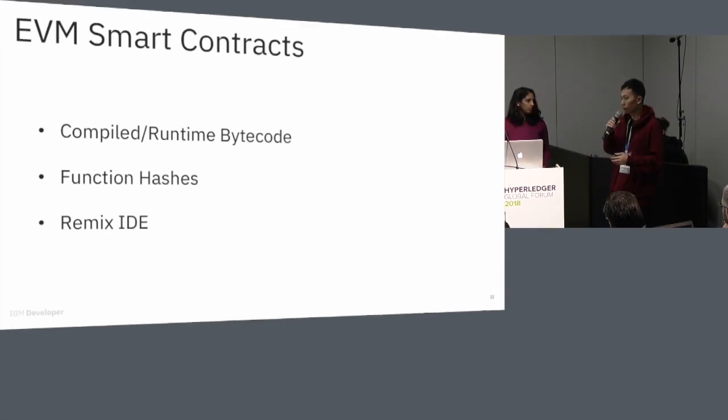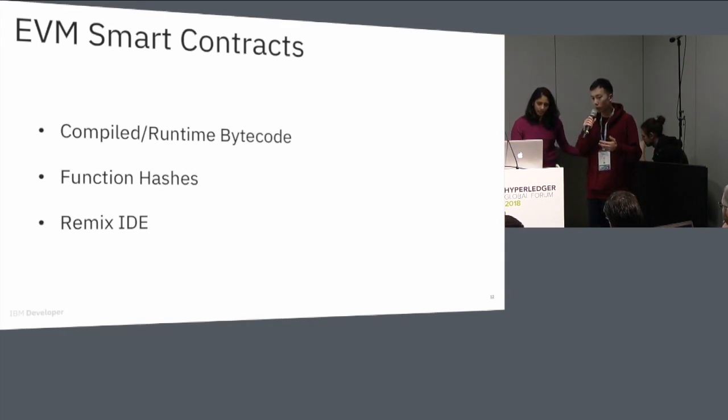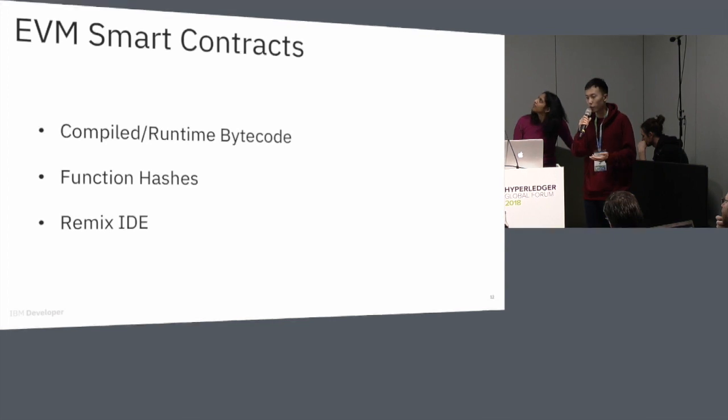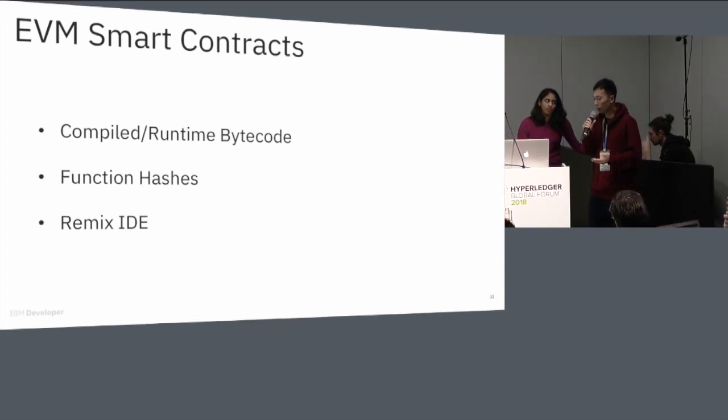Basically, we will be using Remix, which is a web IDE where you can write a smart contract, and it will compile the smart contract and deploy that smart contract for you to the Fabric network. We will be digging into that later.